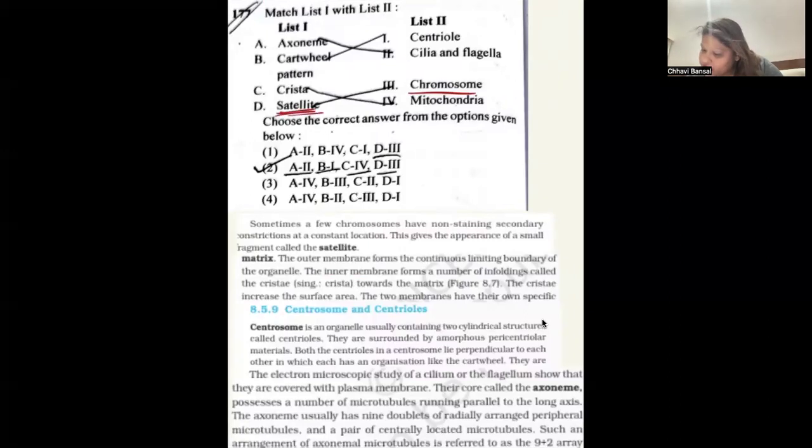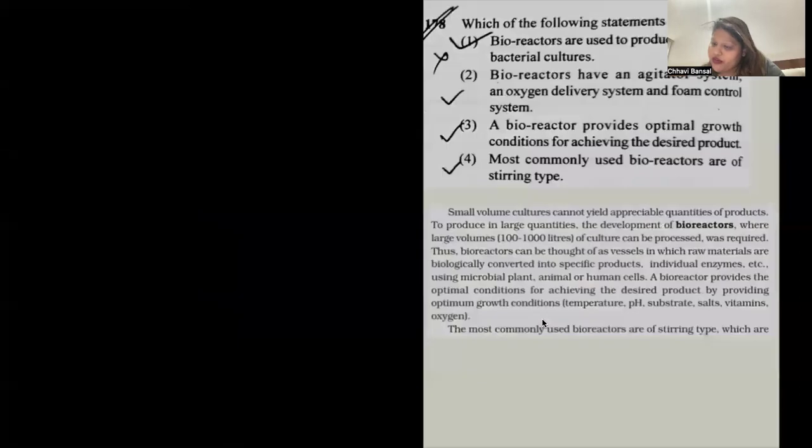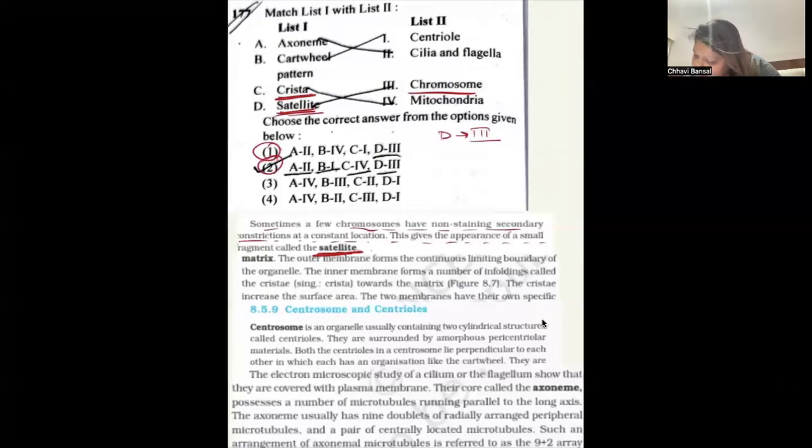So you can read it from here also. Sometimes a few chromosomes have non-staining secondary constrictions at a constant location. This gives them the appearance of a small fragment called the satellite. Okay. So for D, option 3 is there. Means our available options are option 1 and 2. Fine. Next, crista. Crista is the part of mitochondria. There it is.